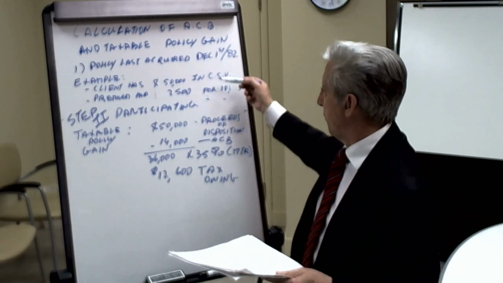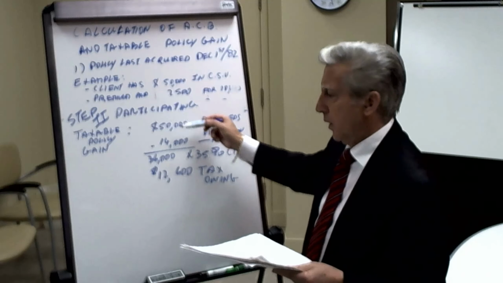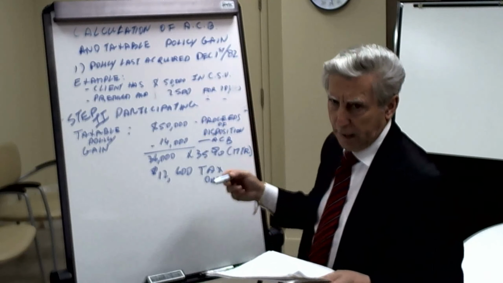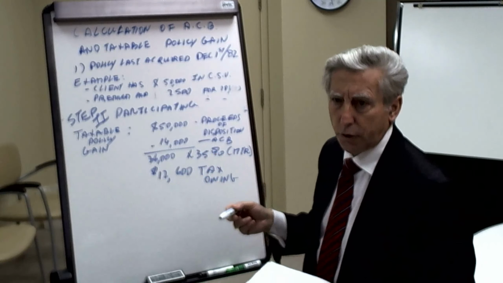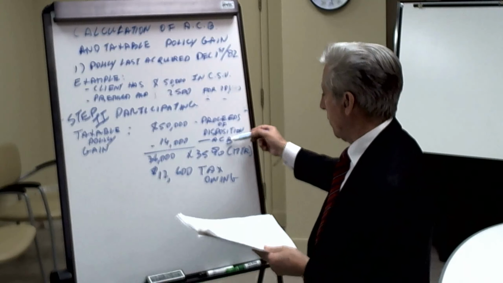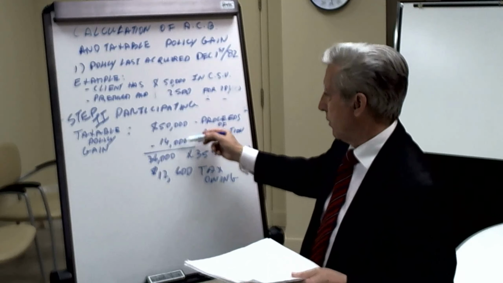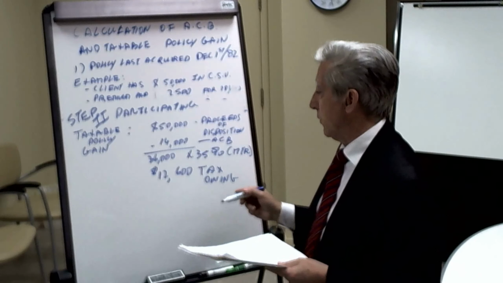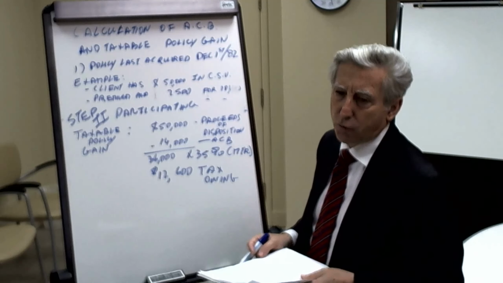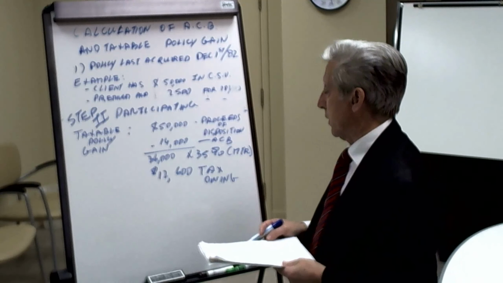Proceeds of disposition, in an example, was again $50,000. The ACB, of course, was a little bit less than we had with the non-participating. So the ACB was $14,000. So from the 50, we deduct the $14,000, and you have an interest policy gain of $36,000.